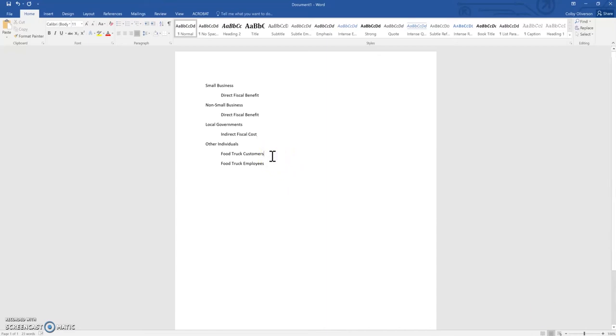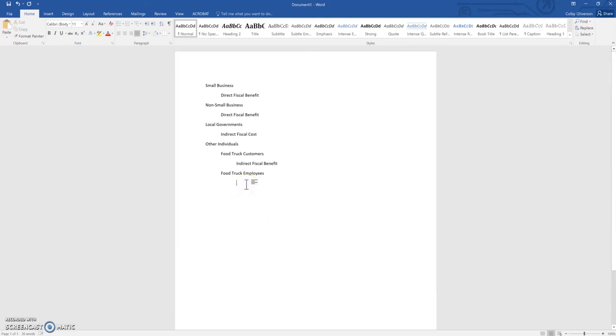Now we'll move to other individuals. First group is food truck customers. They are not the constrained party, so they can experience only indirect impacts. Does the impact involve money? Our rationale was that food truck companies could theoretically pass on their savings to food truck customers in the form of lower prices for the food they purchase. So we are going to call that a fiscal impact. And that is a positive implication for food truck customers, so we will call that a benefit. Food truck customers will experience an indirect fiscal benefit.